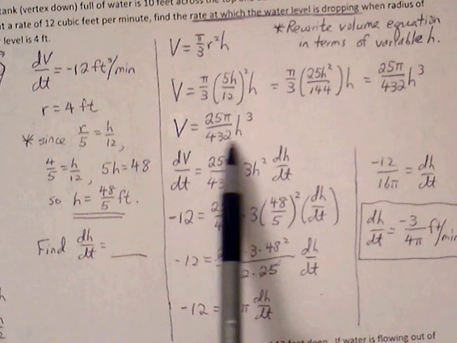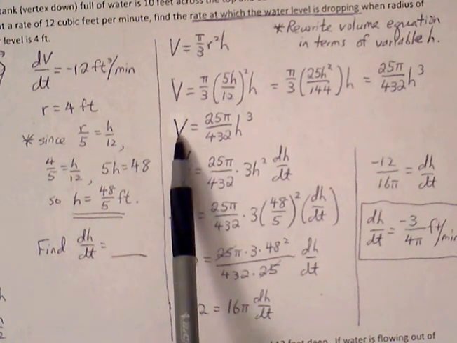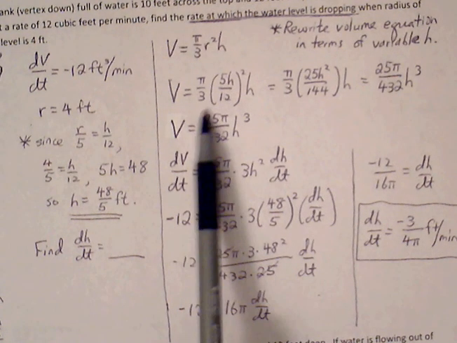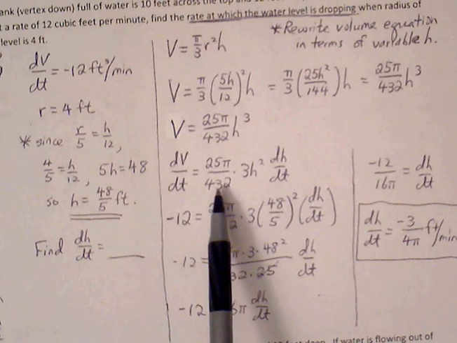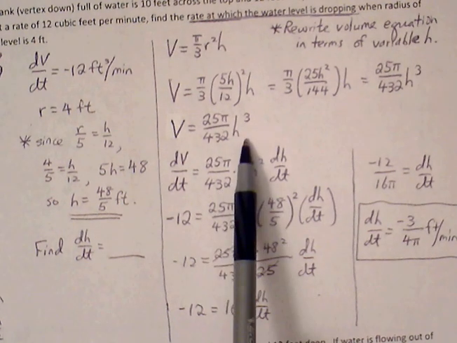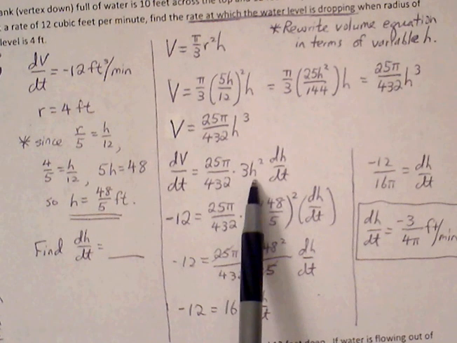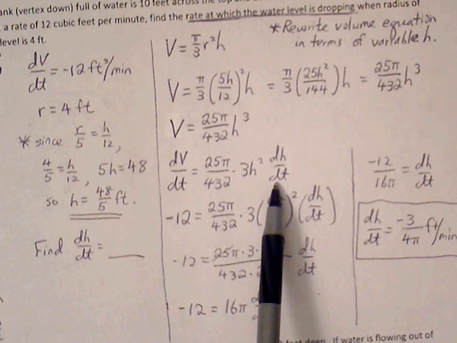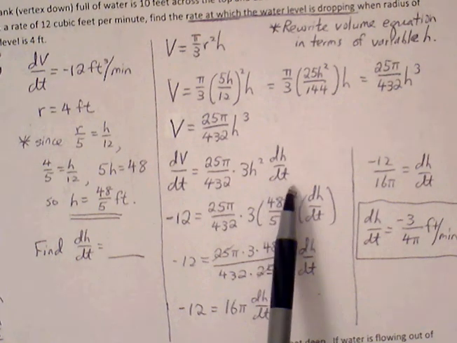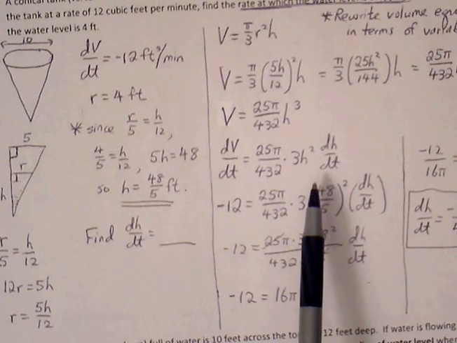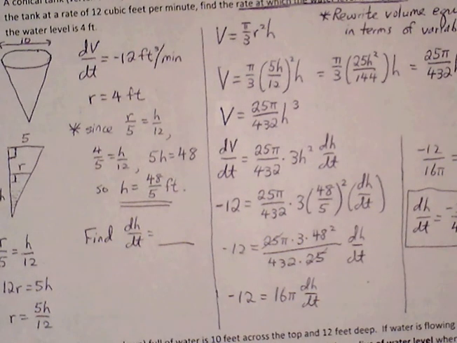Now we're ready to find the derivative with respect to time. So V becomes dV dt. 25 pi over 432 is going to be one large coefficient that we keep on the outside. H cubed, we find the derivative, which becomes 3h squared, but we're involving h's derivative, so we have to make sure we attach this dh over dt. Okay. So here is something that we still need to make some adjustments before we plug everything in.